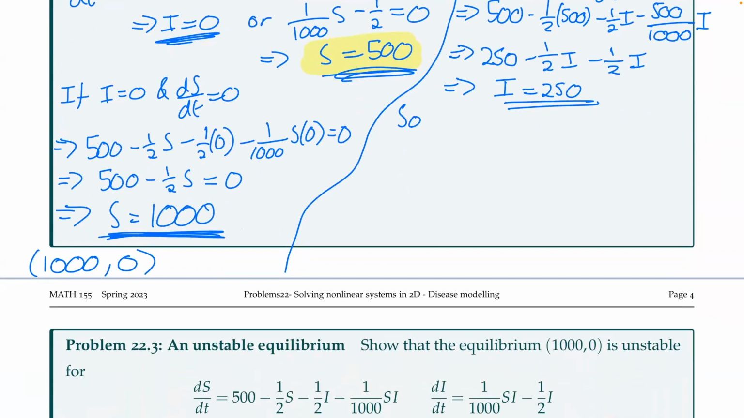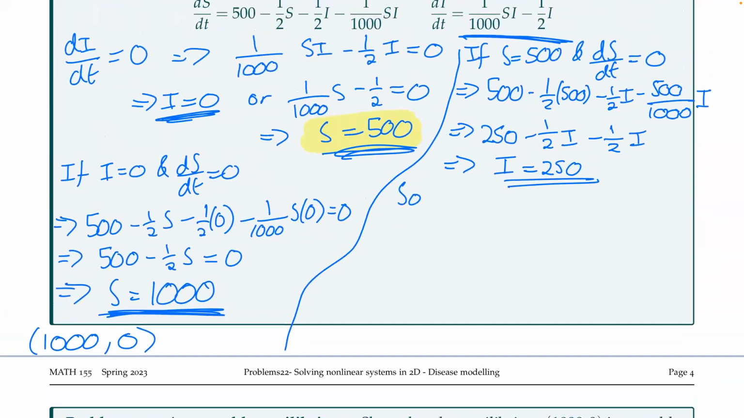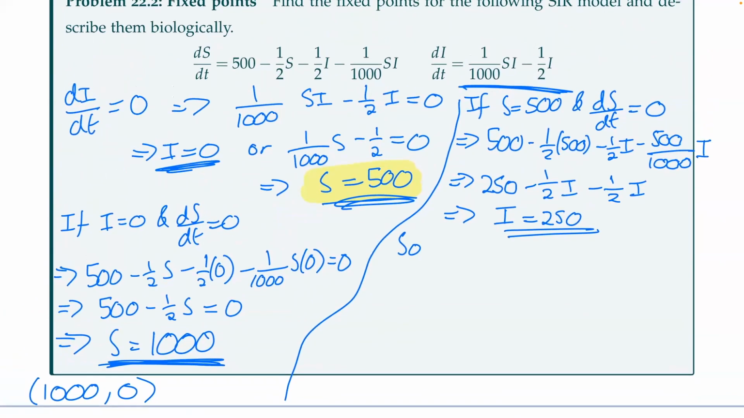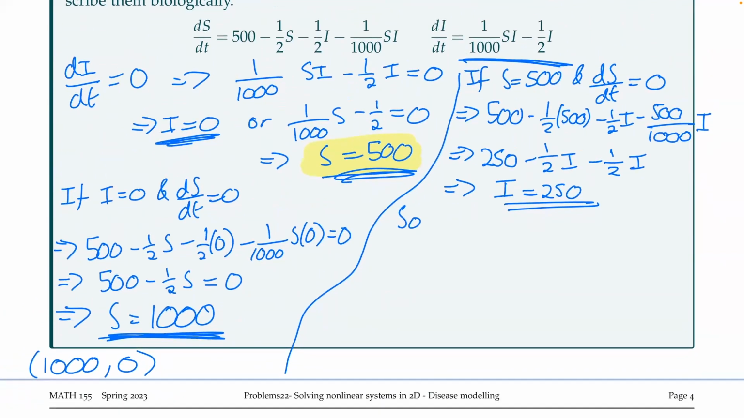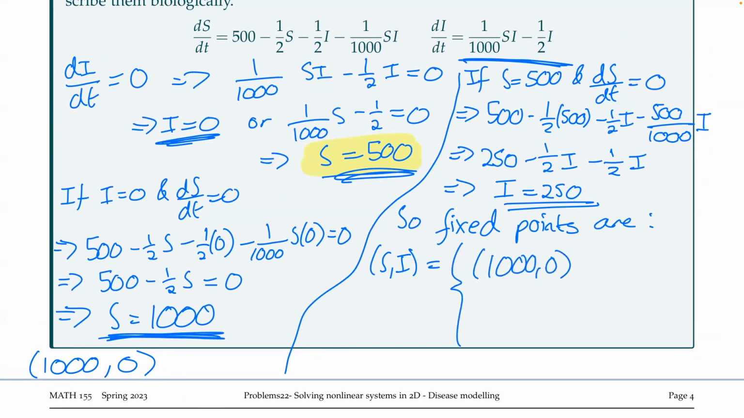So whenever you do this, you find your equilibria by setting both of your equations equal to 0. Set one of them equal to 0, find whatever values, in this case of I and S you have, and substitute those into the second one when it's equal to 0. Okay. So it's just like solving simultaneous equations. At the end, it's always good to try and summarize what you have. So what are our fixed points? We have S, I is equal to either 1,000, 0, or 500, 250.